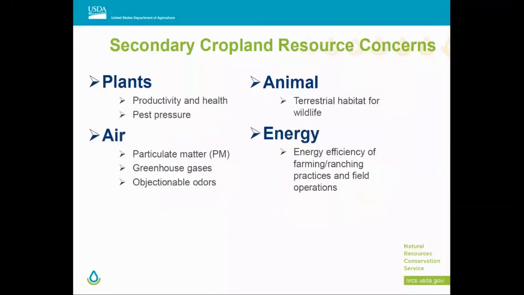there are other secondary resource concerns that may be a particular problem on the piece of land you're planning on, or maybe a particular problem based on the producer's objectives, or maybe even neighbors' complaints like we heard in the last presentation. And those are plant productivity and health, plant pest pressure, the air quality concerns, whether it's particulate matter, greenhouse gases, odors, or the wildlife, terrestrial habitat, and energy.